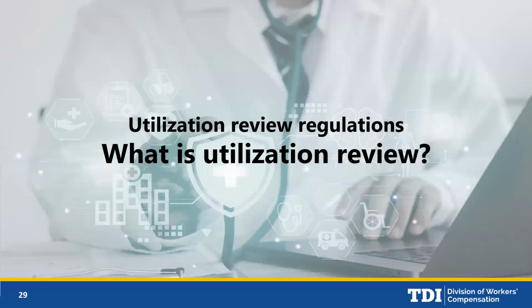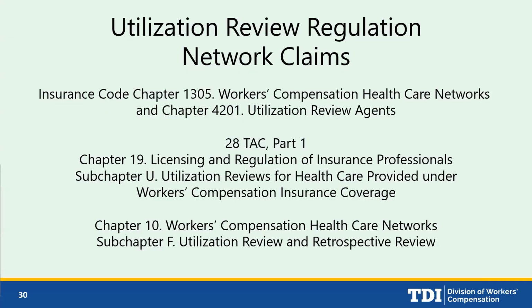So what is utilization review? What are the regulations that cover utilization review in our system? First, for network claims, here are the citations I wanted you to have. Often we get calls that people want to know where it actually says what. This is your list of citations for utilization review, network claims. It comes from the Insurance Code 1305 and the Utilization Review Agent section of the Insurance Code 4201. We're going to talk about both of those going forward in the rest of this webinar.